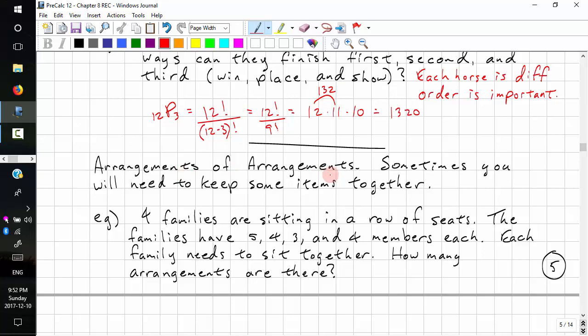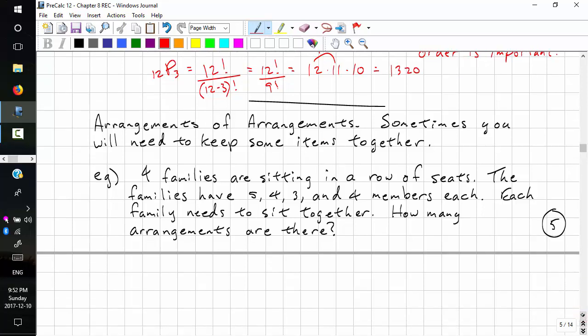Arrangements of arrangements. This is harder. So sometimes you need to keep some items together. So let's look at an example. 4 families are sitting in a row of seats. The families have 5, 4, 3, and 4 members each. Each family needs to sit together. How many arrangements are there?